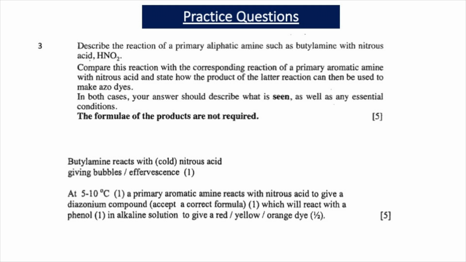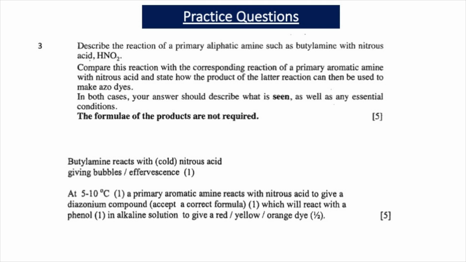So this question says, describe the reaction of a primary aliphatic amine such as butylamine with nitrous acid, and it's asking you to compare this reaction with the corresponding reaction of a primary aromatic amine with nitrous acid, and then state how the product of the latter reaction can be used to make azo dyes. In both cases, your answer should describe what is seen as well as any essential conditions. The formulae of the products are not required.